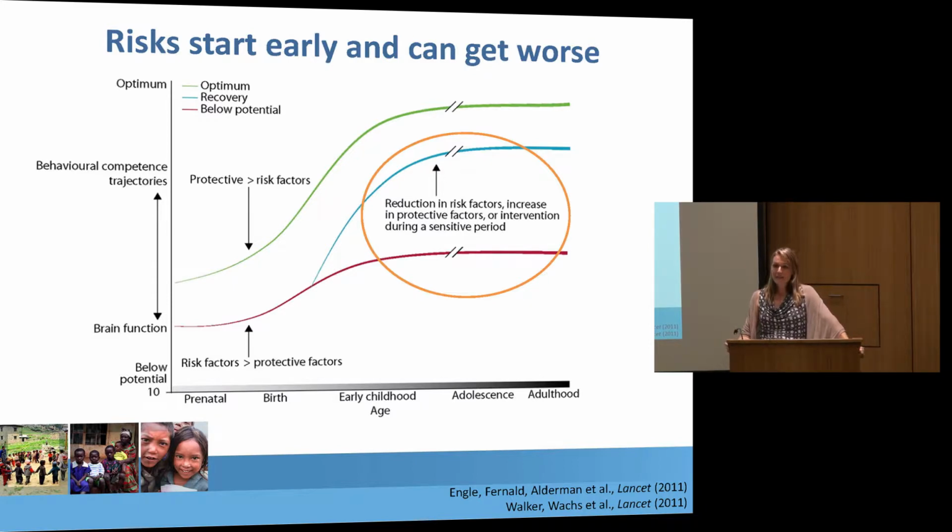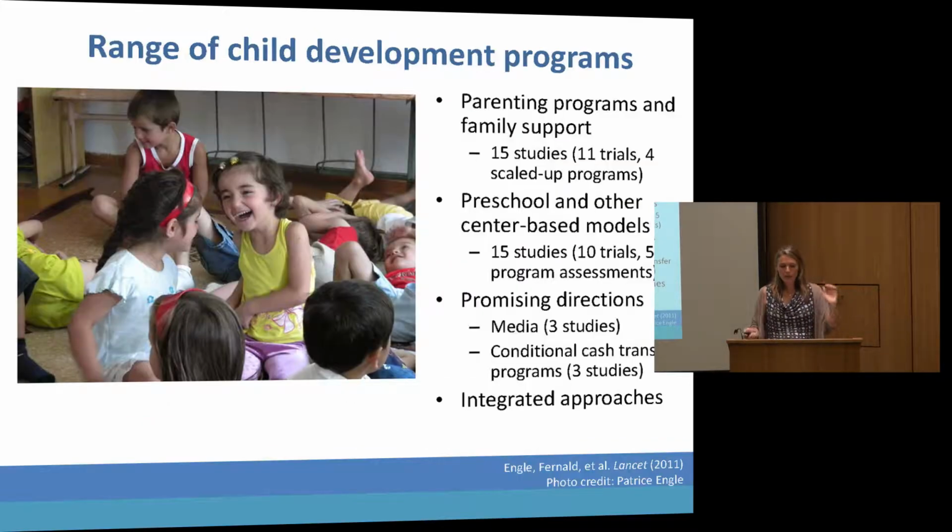Now, as part of the Lancet series, we reviewed child development interventions and reviewed parenting programs, preschool and other center-based models, and promising directions. This was all in low and middle income countries. This is what I've spent 15 years studying, conditional cash transfer programs, and it's called a promising direction. I felt kind of like, wait, don't we know more? Don't we know enough to be able to call it a real intervention? But you'll see that we don't have enough data from enough countries to be able to say enough about conditional cash transfer programs.